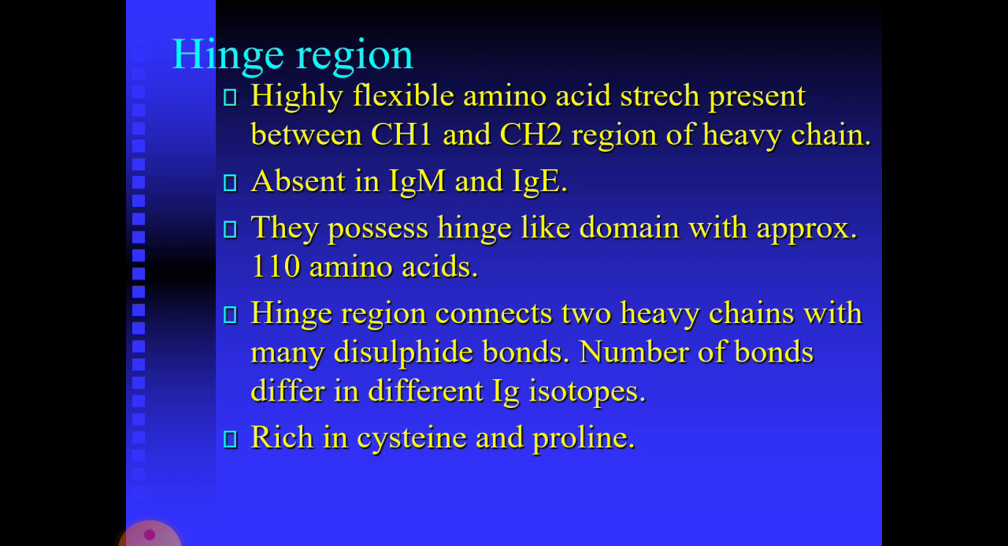The number of bonds differs in different immunoglobulin isotypes. Hinge region is rich in cysteine and proline and is flexible. The flexibility gives IgG, IgD and IgA segmental flexibility. As a result, the two Fab arms can assume various angles to each other when antigen is bound. This flexibility of the hinge region can be visualized in electron micrographs of antigen antibody complexes.